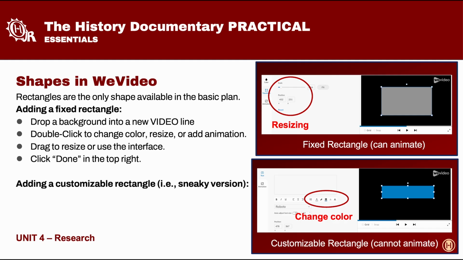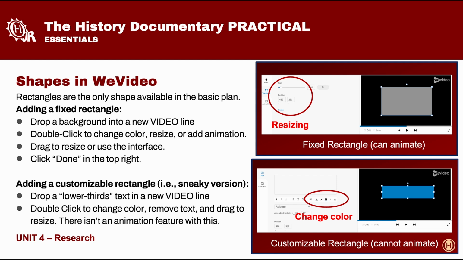So there is also a customizable rectangle, which is slightly sneakier, but is also limited. You go to, in the text interface, instead of the backgrounds, there is what's called a lower third or captions, and you drag that to your video line. I'm sorry, to a text line. That's incorrect there. And then you can drag and drop to resize it with a little more flexibility in the ratio. And so you can also move it around. The one thing you cannot do is add animation with this particular feature.